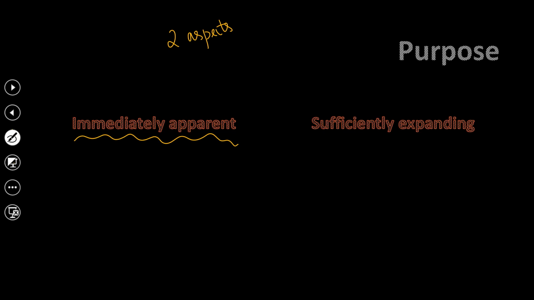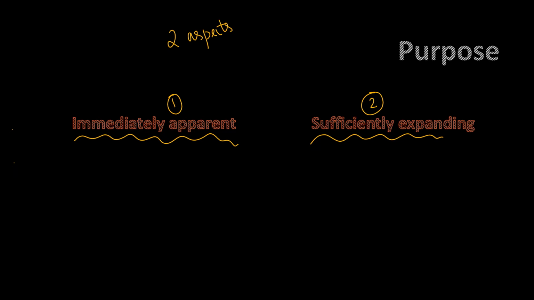So what is the criterion purpose all about? There are two aspects to purpose as a criterion. One is that the purpose should be immediately apparent, and two, it should be sufficiently expanding. So what are the various aspects that fall under these two minute details about writing a purpose? The purpose of your letter should be immediately apparent and it should be sufficiently expanding. Let's have a look at it in a little more detail.